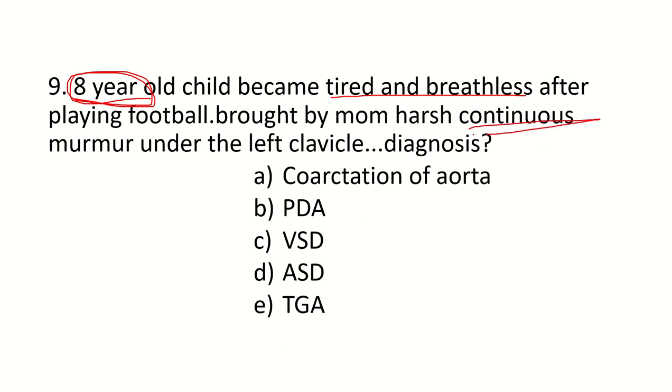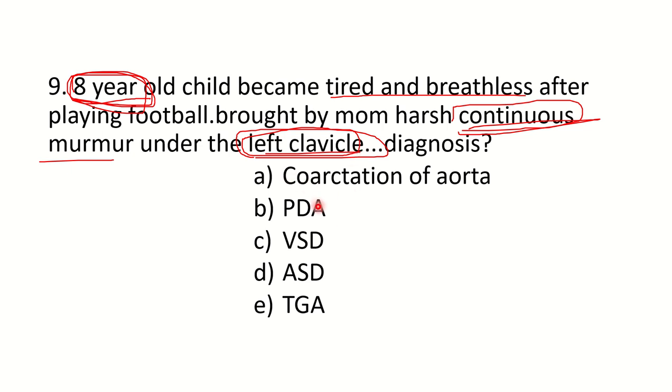So this point is important. That means the continuous murmur, and it is placed under the left clavicle. So we have to find out the diagnosis. First of all, it is a small child or younger child or early life, so it is usually congenital, and it develops a continuous murmur, and the murmur is located under the left clavicle. So what will be the answer here?